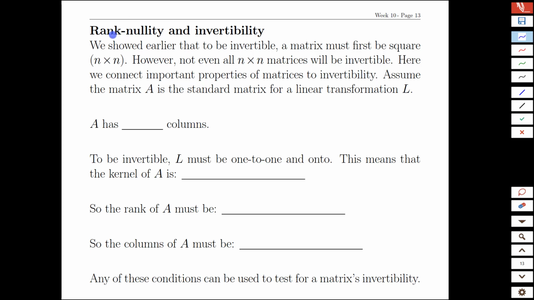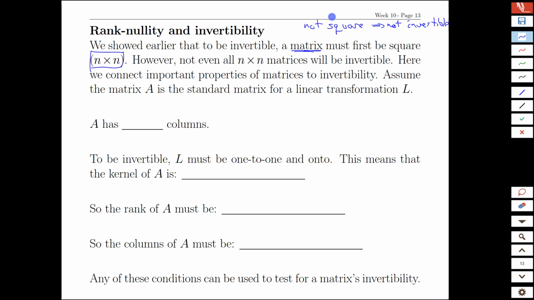At this point, we want to explicitly bring in our rank, nullity, and invertibility conditions and see how these play nicely together. One of the requirements we saw earlier is that when we're talking about invertibility of matrices specifically, it only makes sense to ask about invertibility if the matrix is square. If it's not square, we know for sure it is not invertible. So not square immediately implies not invertible.